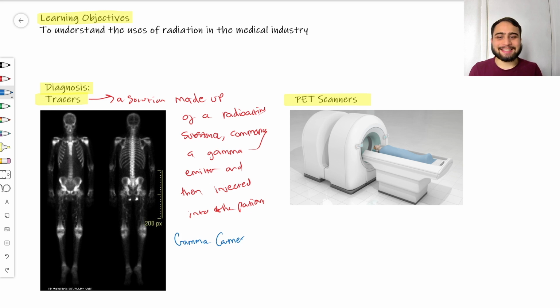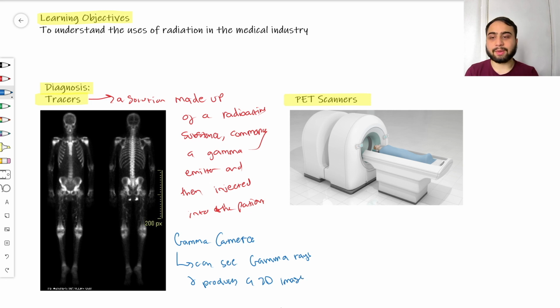which, as the name suggests, can actually see the gamma rays coming off a person's body, and produces a 2D image. That is a very important point you need to remember: it is a 2D image, such as the one that you can see on the left here. So you can see that this is a person's whole body that's been put under a gamma camera. They've had the tracer injected in them, and you can see these white spots. This is where the tracer has collected.